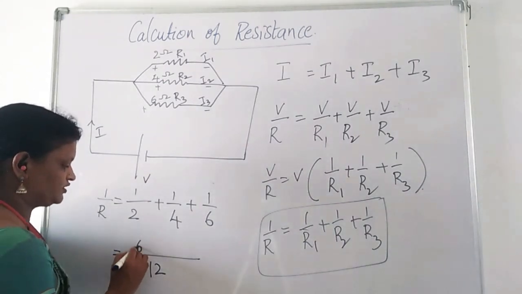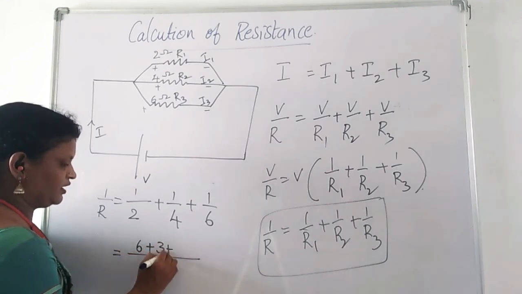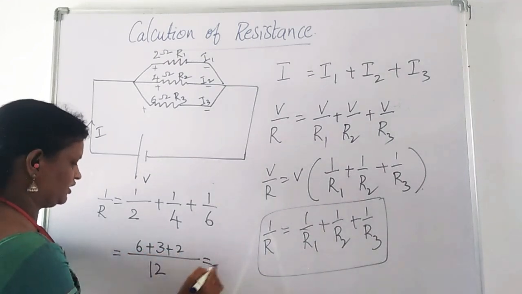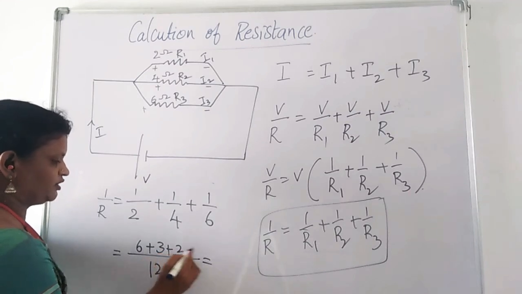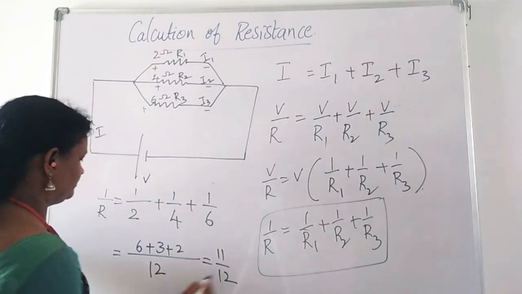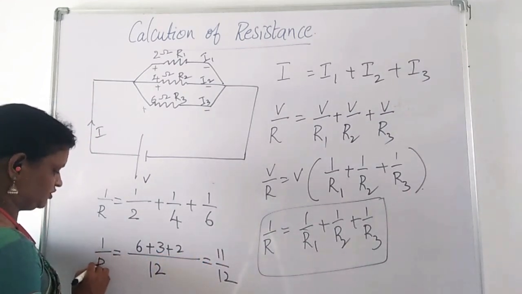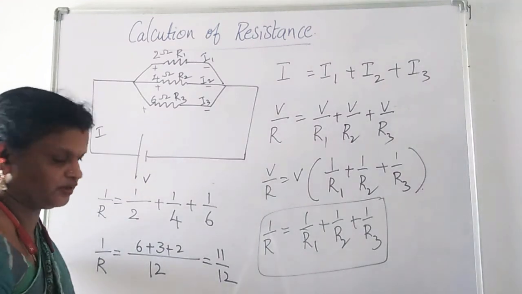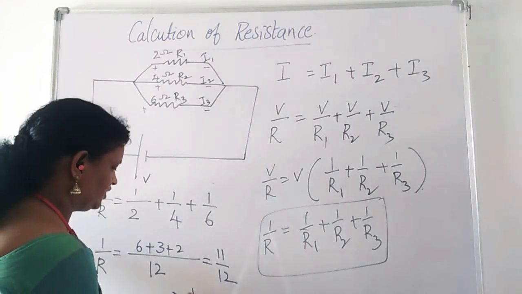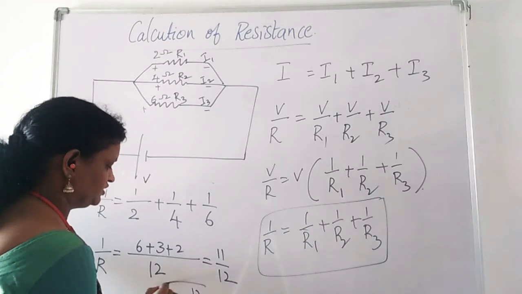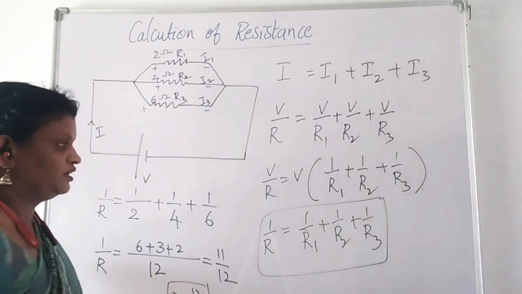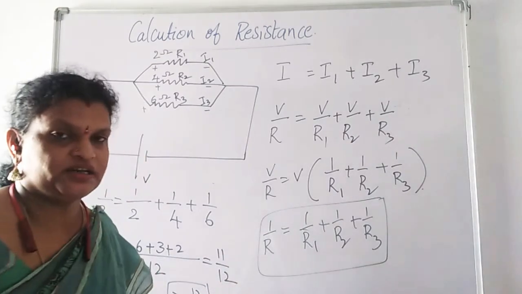So here we can write 6 plus 3 plus 2. What will we get here? 6 plus 3 is 9, plus 2 is 11. 11 by 12 is what we got for 1 by R. So what R value will we get here? 12 by 11. This is the effective resistance of the resistors if they are connected in parallel.